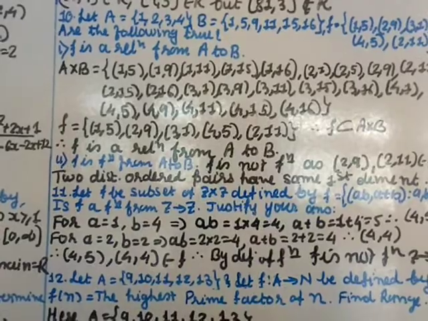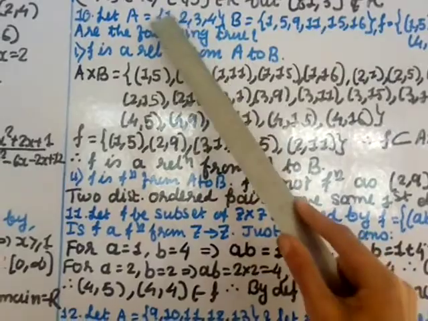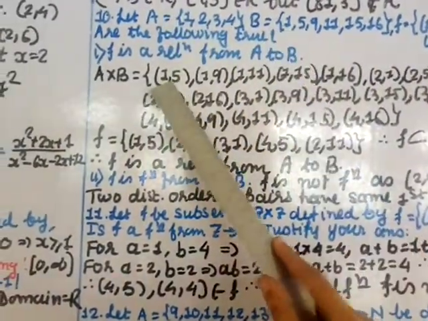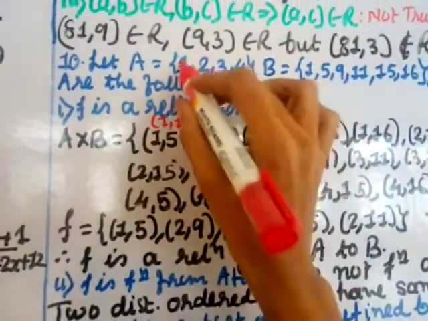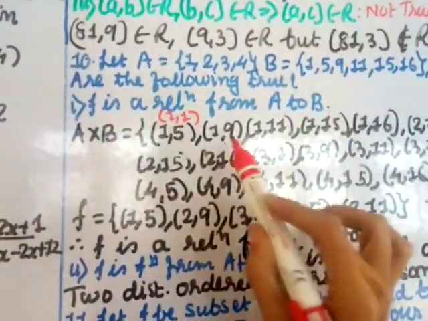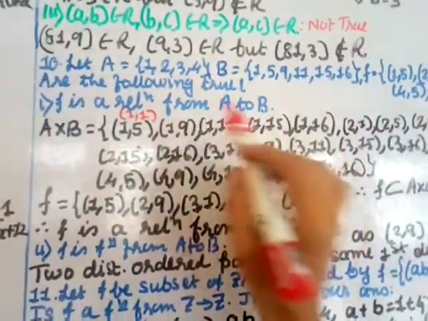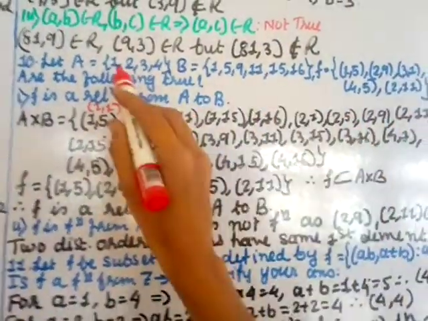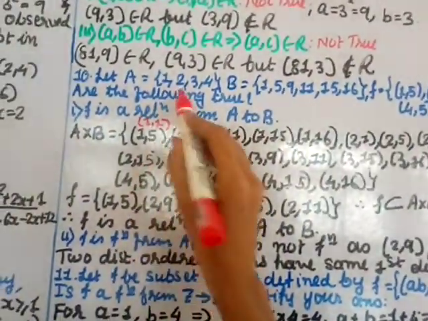So let us first find the Cartesian product of A and B. In the ordered pairs, the first element is from the first set and the second from the second. So we can write here (1, 1). I had missed that one, so let me write it now. So (1, 1), then (1, 5), (1, 9), (1, 11), (1, 15), (1, 16). Then no more, so start with 2: (2, 1), (2, 5), then in the same way (2, 9), (2, 11), (2, 15), (2, 16).